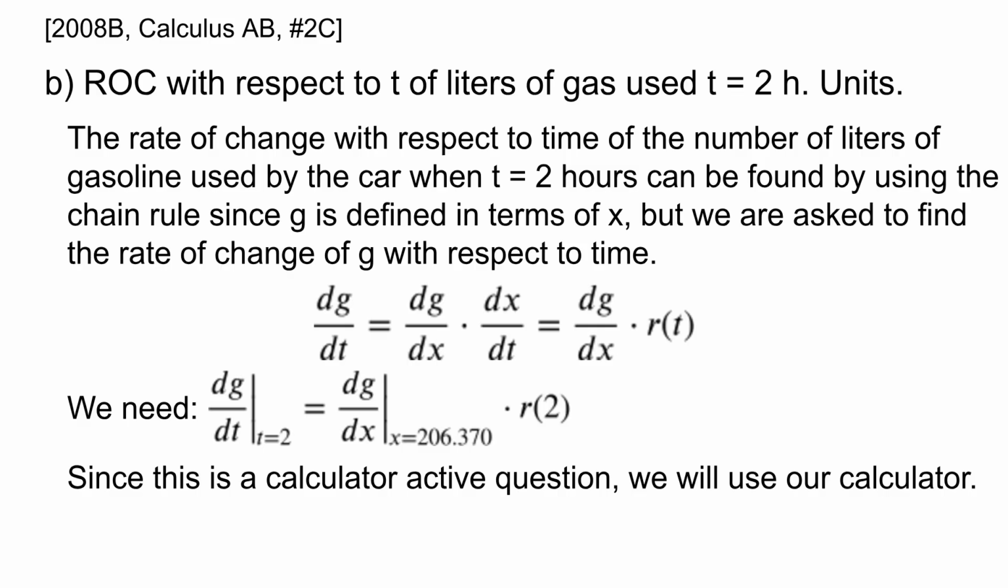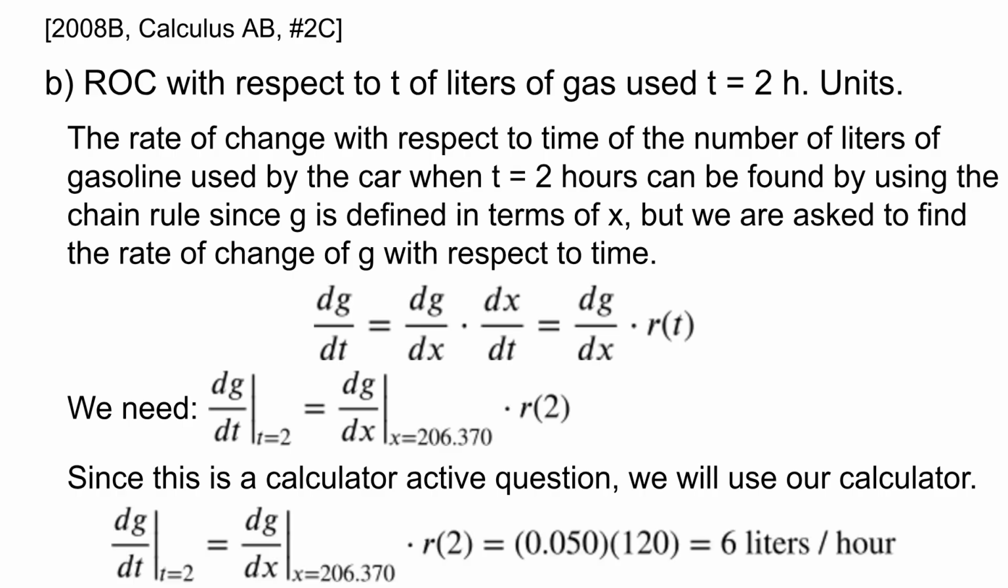And since this is still a calculator active question, we're going to use our calculator again. dg dt when t is equal to 2 is dg dx when x is equal to 206.370 times r of 2. That gives us 0.050 times 120, and that turns out to be 6 liters per hour.